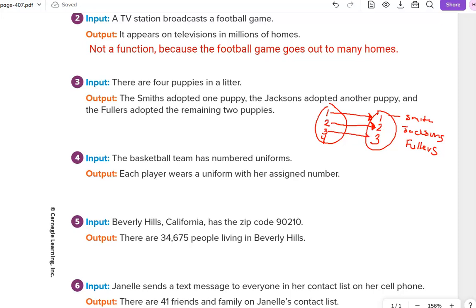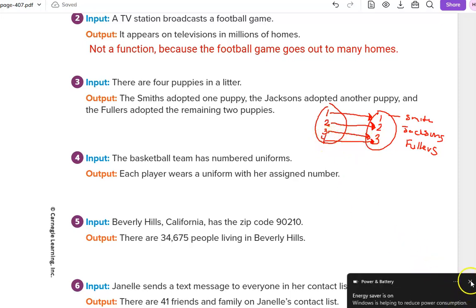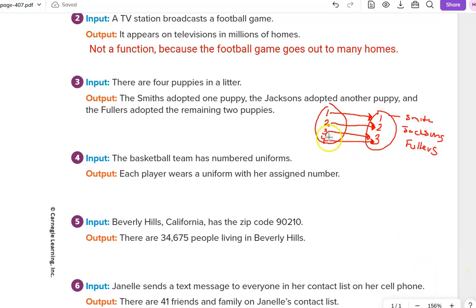So 3 is going to go to 3, and 4 is going to go to 3. I'm okay as long as my inputs don't go to different outputs. So as long as I only have one arrow going from 1, one arrow going from 2, one arrow going from 3, and one arrow going from 4, I'm okay. So 3 and 4 can go to the same output. We just can't have different outputs for my input. So this actually is a function.